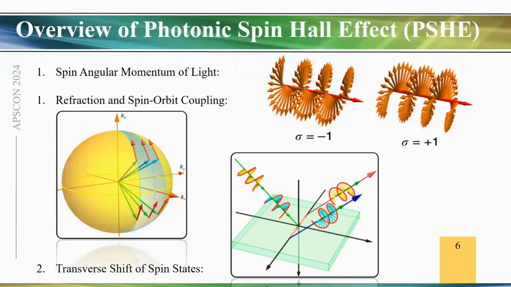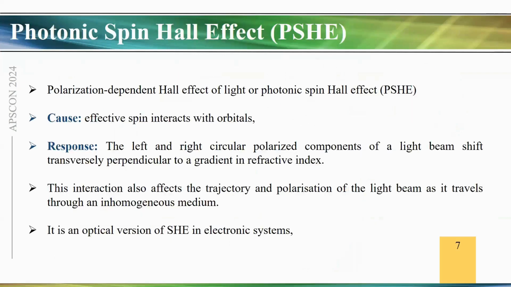Basically, three terms are very important in the photonic spin Hall effect. First is the spin angular momentum of light, second is the reflection and spin orbital coupling, and third is the transverse shift of spin state. Here we find the splitting between the right hand polarization and left hand polarization. This polarization dependent Hall effect of light is known as the photonic spin Hall effect.